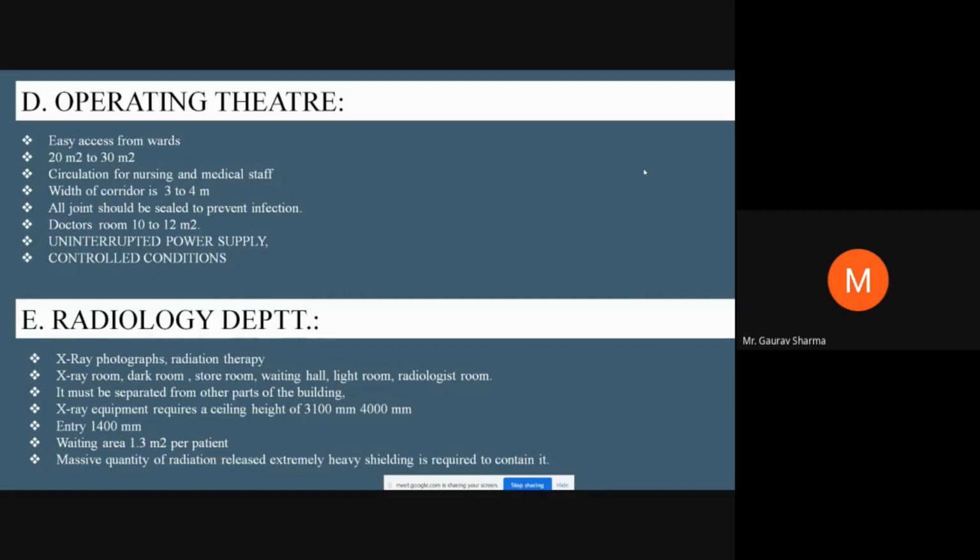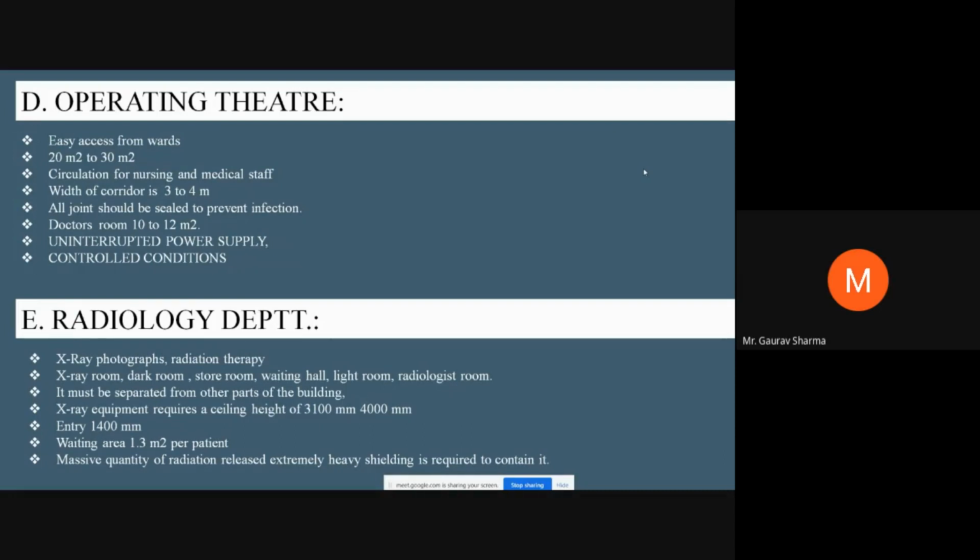So by means of controlled conditions, that means the conditions of the air, surrounding humidity and temperature. So these are all important things. Outside the points that are mentioned over here, there should be a good facility for washing of the tools that are being used by the doctors. So proper sinks should be provided inside this OT.